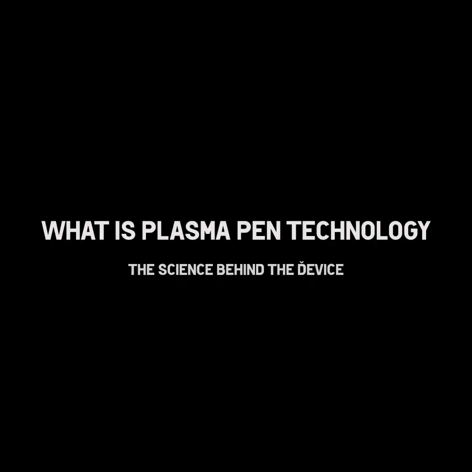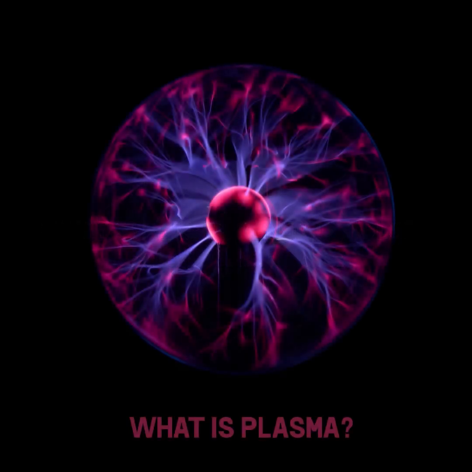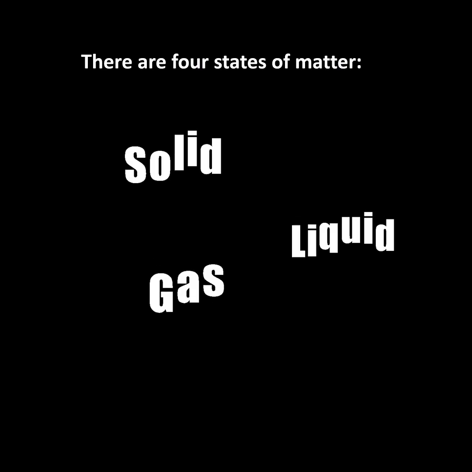So keep watching. What is plasma pen technology? Now let's have a look into it. First things first, what is plasma? Plasma in ancient Greek means moldable substance. We know that matter exists in four fundamental states: solid, liquid, gas, and plasma.